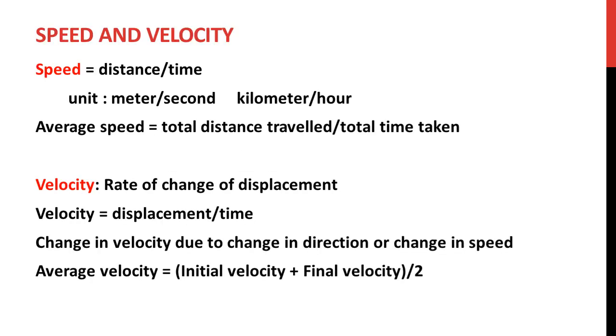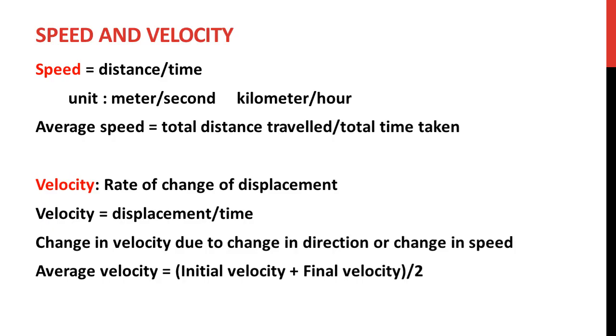Next important topic in the motion is speed and velocity. We have heard many times that speed means distance traveled per unit time. So speed is distance divided by time. The unit used for measuring speed is meter per second or kilometer per hour. To calculate the average speed, the formula is total distance traveled divided by total time taken. It will give us the average speed.